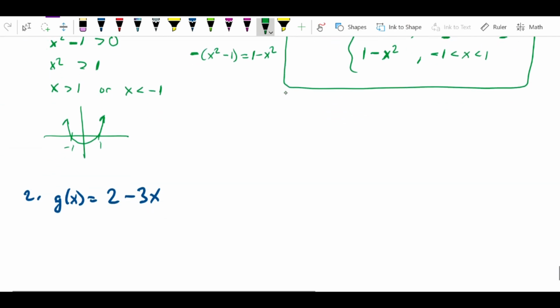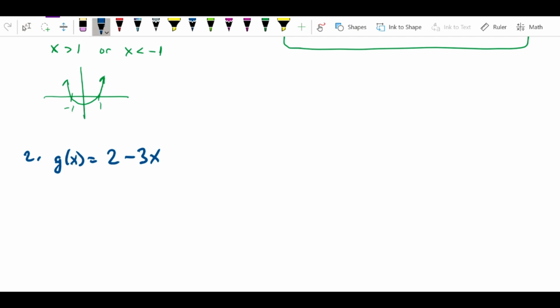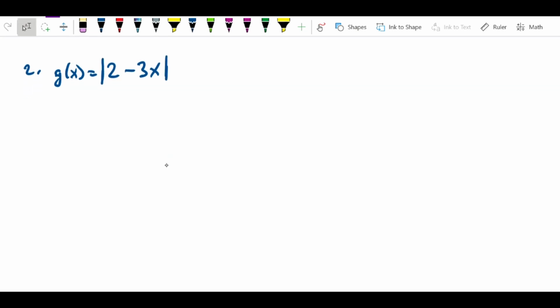Now let's do a slightly more complicated one. Oops, I meant to put absolute value around that. So here what we want to do is write this and say the absolute value of 2 minus 3x is going to equal some piecewise function. So we need to know when 2 minus 3x is greater than 0.